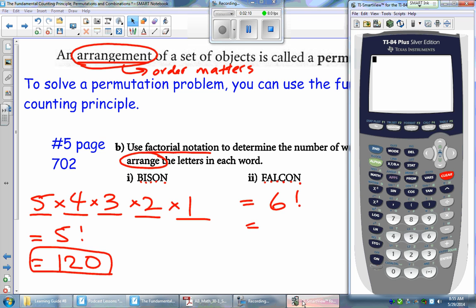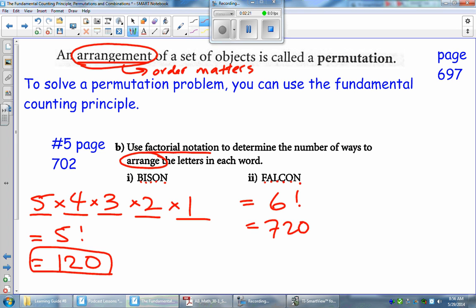To calculate 6 factorial, we could put this in the calculator. We go 6, math, go to PRB, and then go down to 4. So 6 factorial is going to give you a total of 720 arrangements, or you can say 720 permutations.